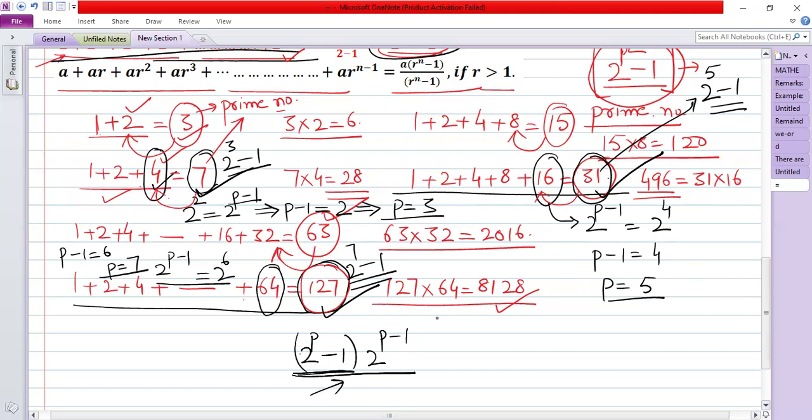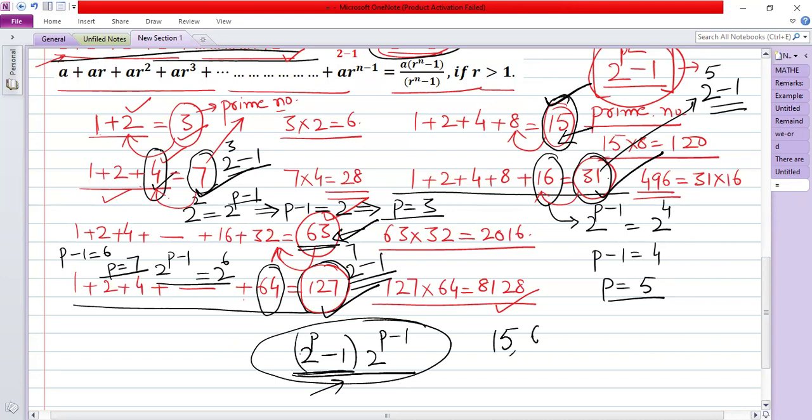But in certain cases that we have discussed, this was not giving us a perfect number. What were those cases? Those cases were 15. This was the one case, 15. And the another case was of 63. So why didn't they give us the perfect number? The reason was very simple, that 15 and 63 are not prime numbers.